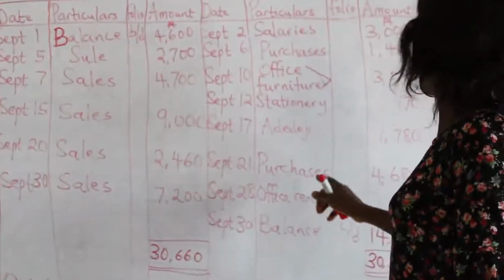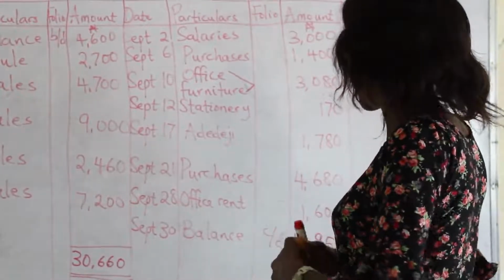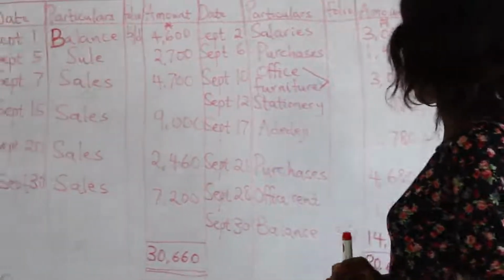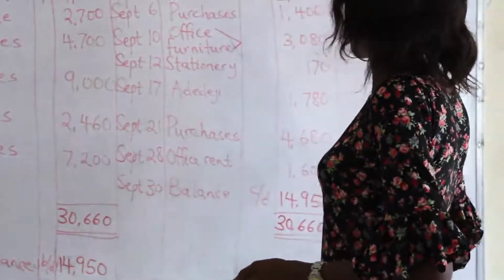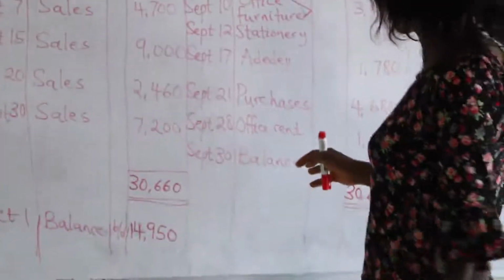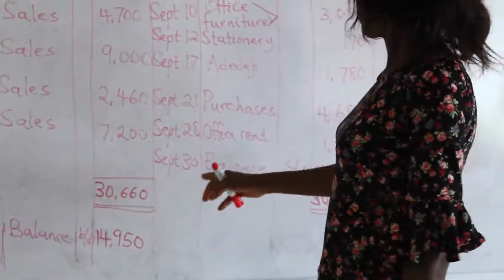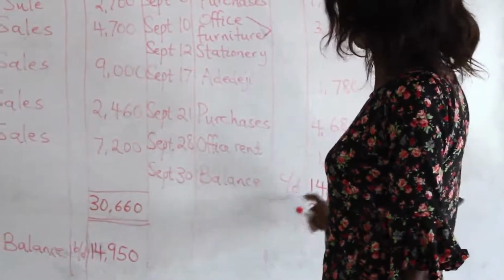September 21, we made purchases to the tune of 4,680 naira. September 28th, we paid office rent for 1,600 naira. Now, looking closely, you will observe that I wrote September 30, balance carried down.